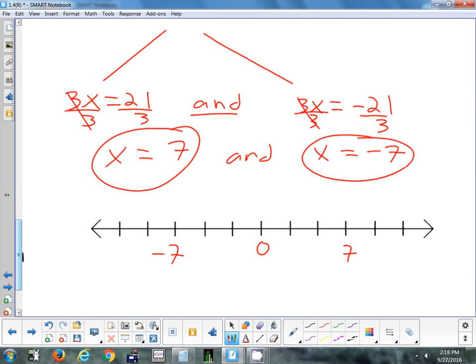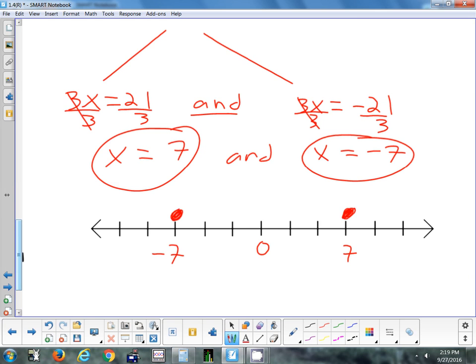Yeah, where am I going to put dots? -7. Okay, and where else? 7. And those dots are representing the two answers. -7, +7. Okay, any questions on that one? You good, Jody? All right.